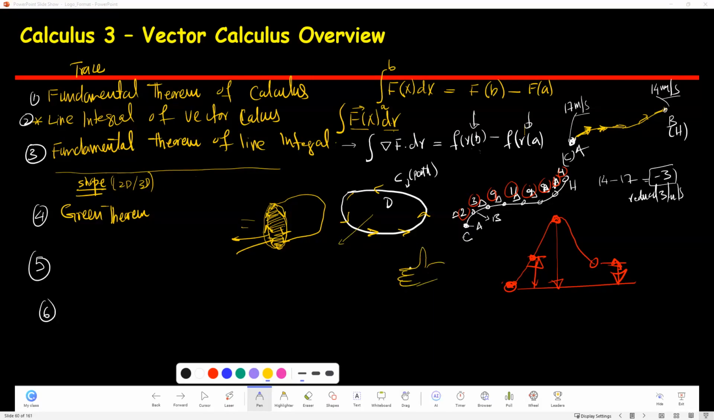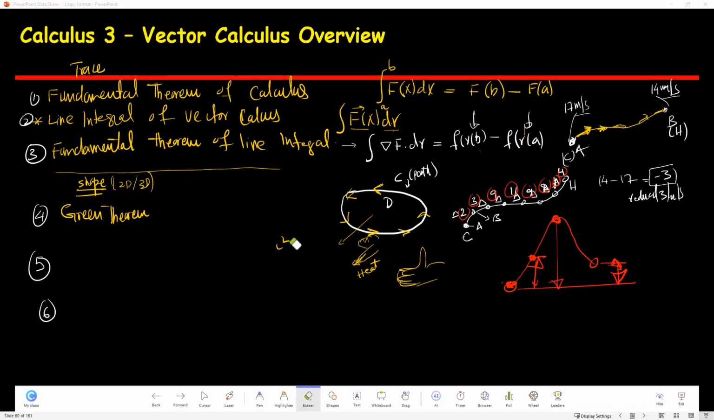right? So if you try to curl your fingers along these arrows, your thumb is showing you the direction it is going to come out, this way. You twist your fingers, and this tells you the direction of the quantity. If it's heat, sound, wind, water, or any magnetic field or electric field, this is telling the direction.